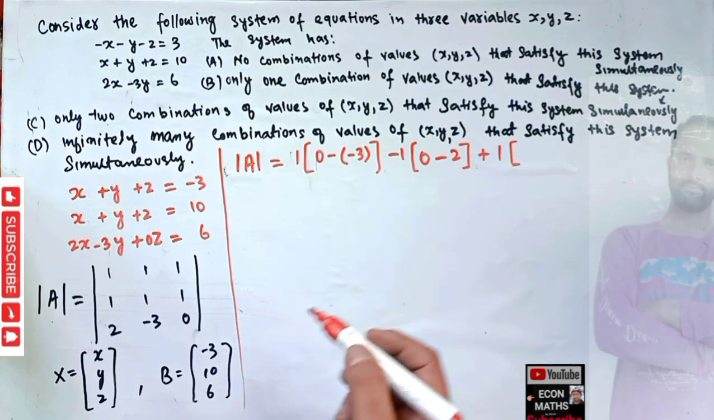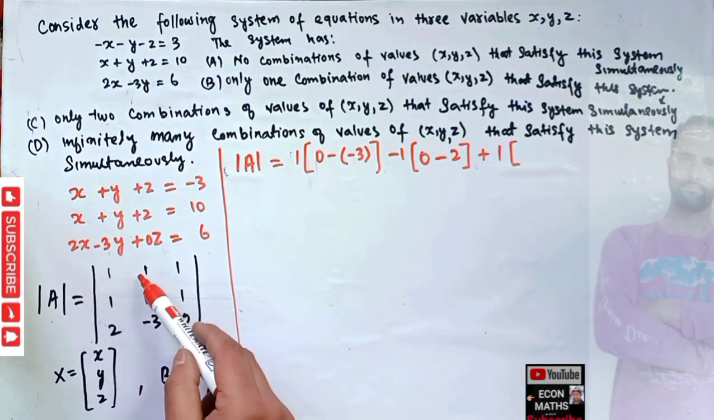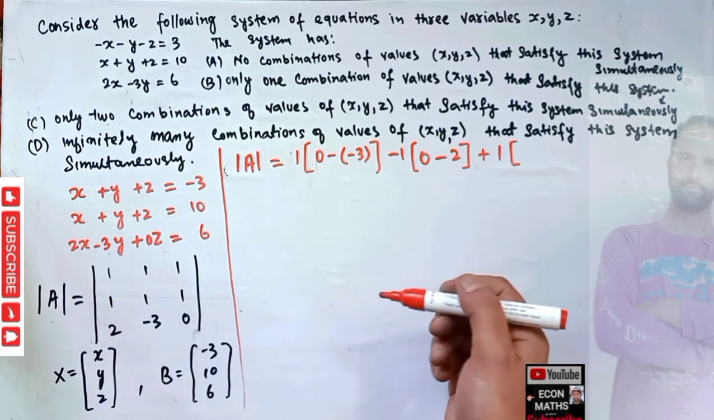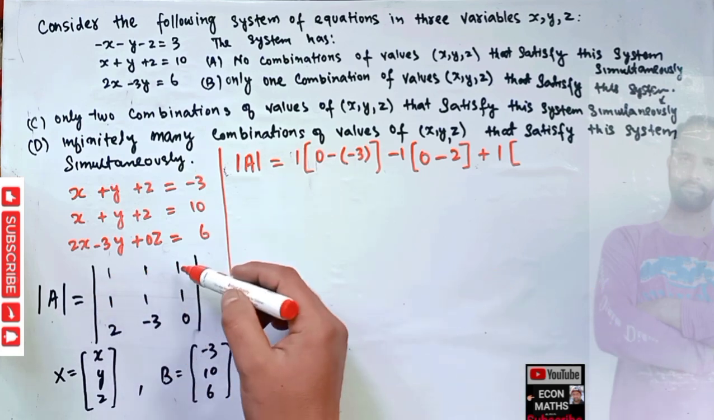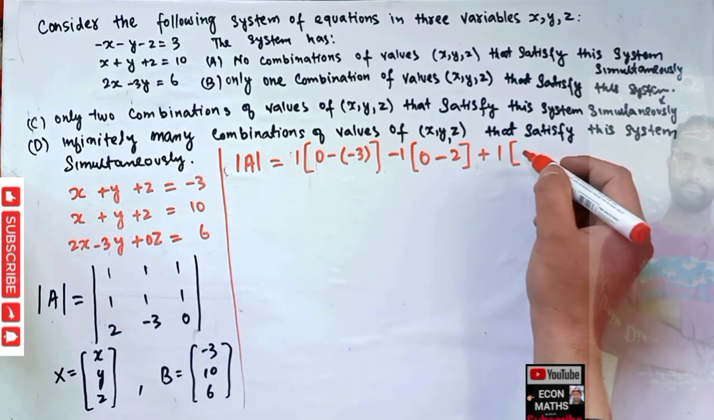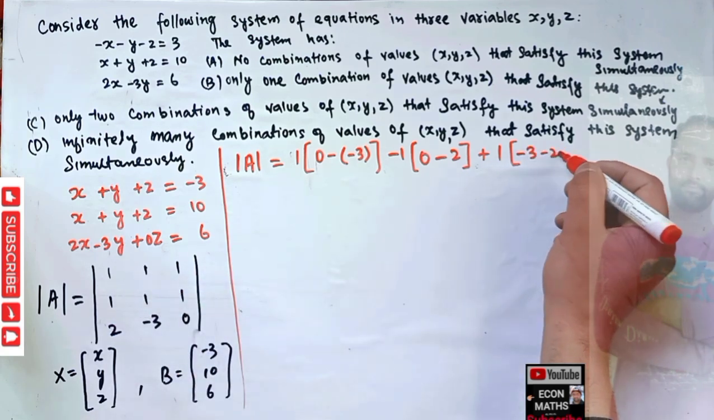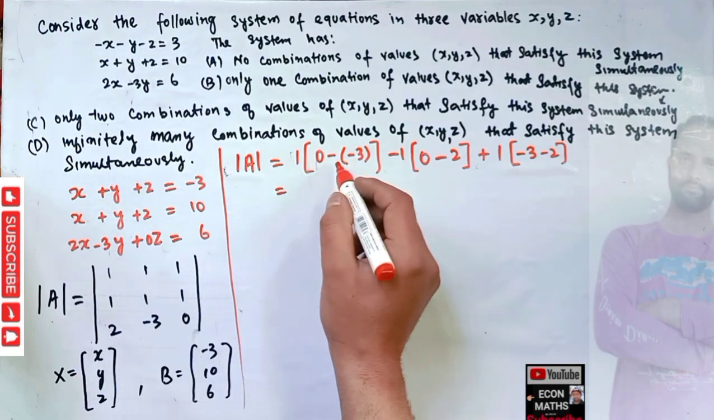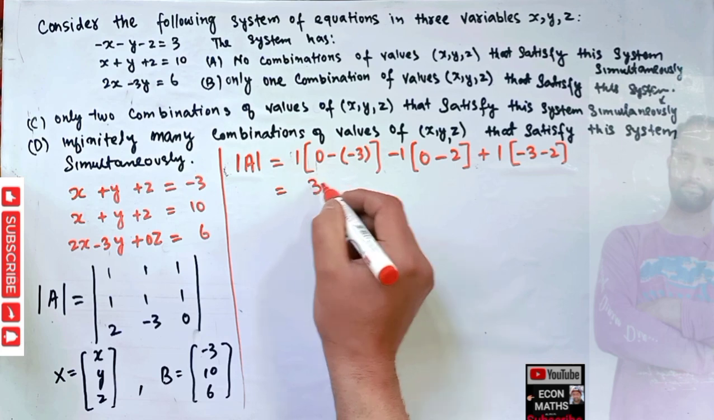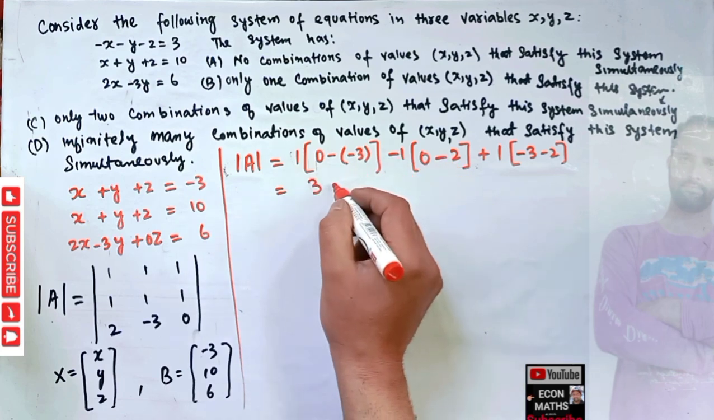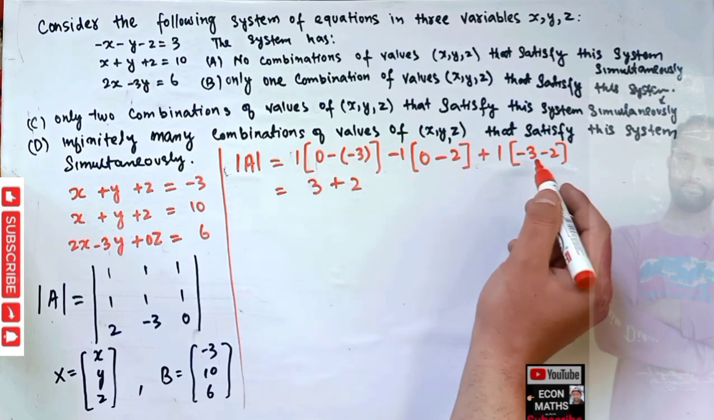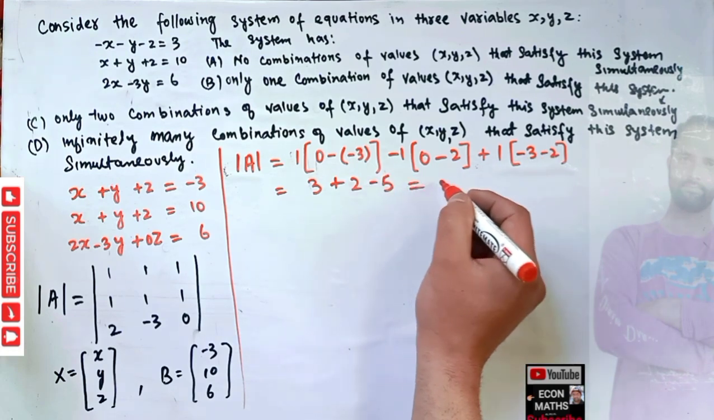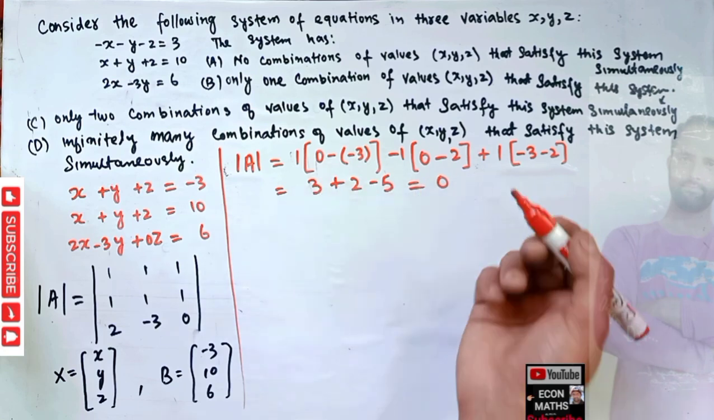Okay, so first we have plus 1, minus 1, plus 1. Similarly, these change the signs alternately. So deleting this row and this column, taking the determinant of the remaining elements, we have minus 3 minus 2. Okay, so this comes out to be, we have 1 here, so minus minus is plus, we get here 3. Here minus 1 into minus 2 is plus 2. Here we have minus 3 minus 2 is minus 5. So this comes out to be 0. We got determinant equal to 0.